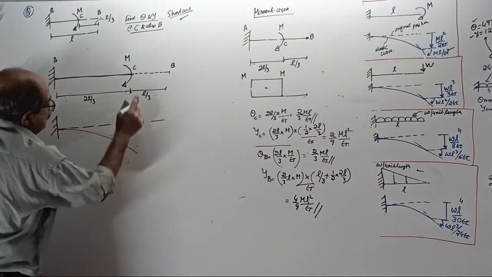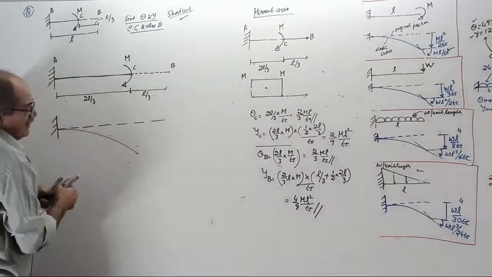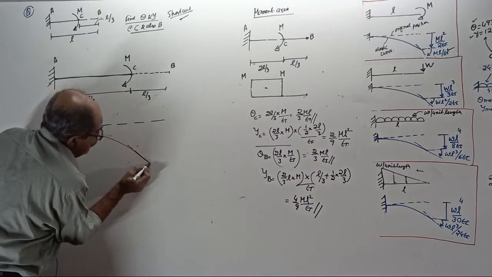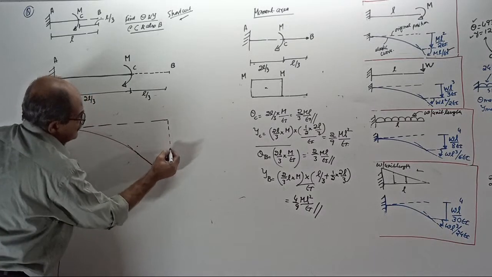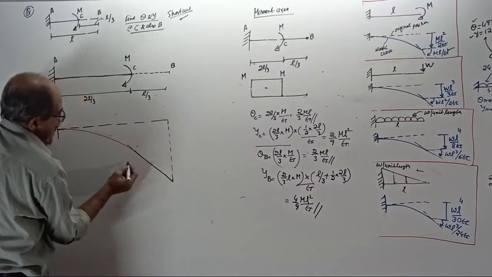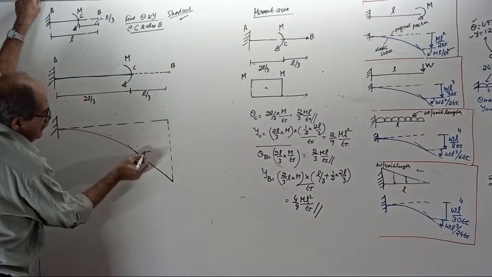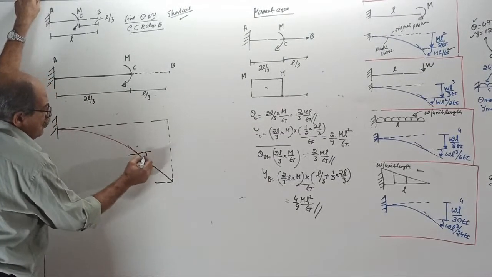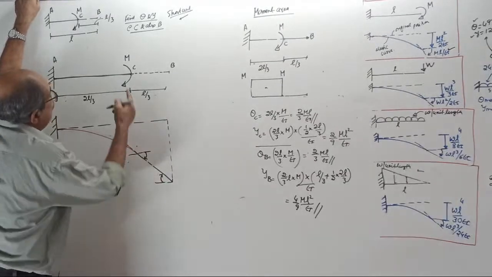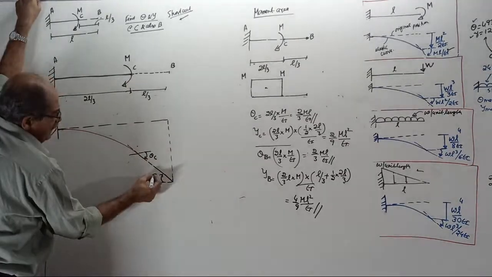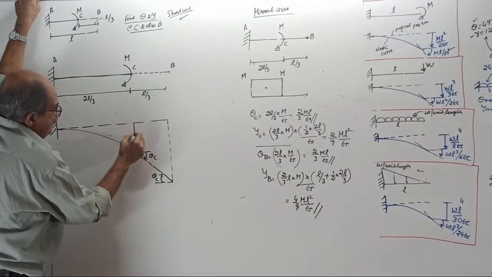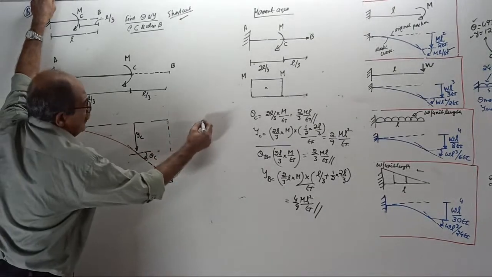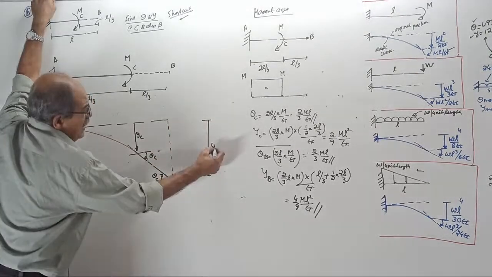Up to C, stop. Then you draw a tangent here. Continue that line. That is the straight line portion up to here. This is clockwise, this is also clockwise. This is your theta C, this is theta C. And this is your YC. And this is your final Y at B.